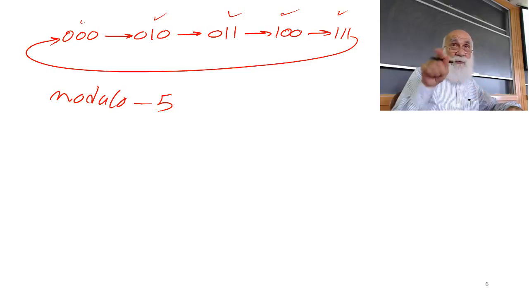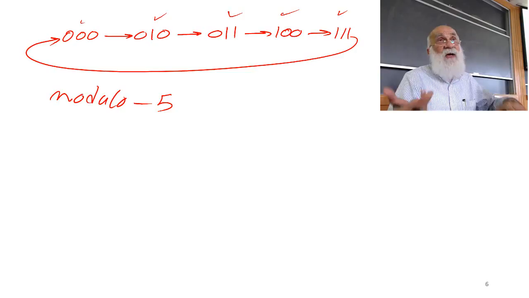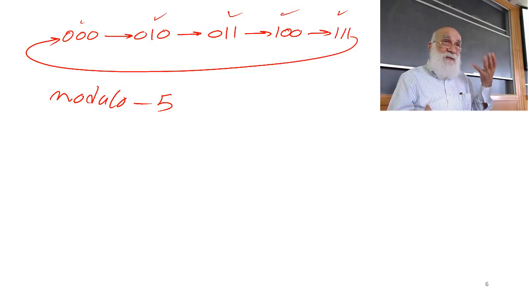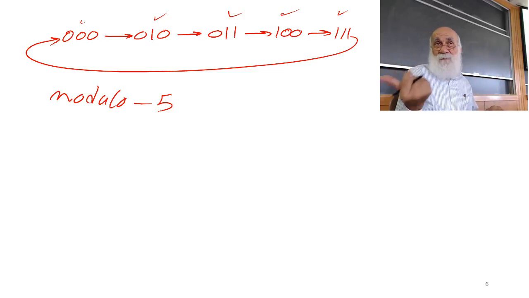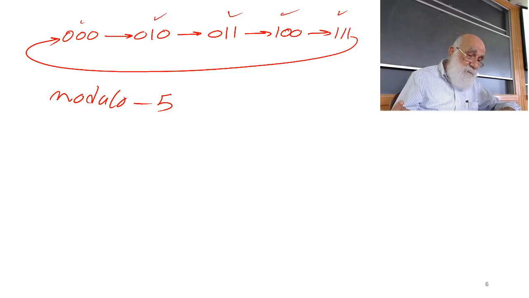If the counter only goes in one direction, this is a modulo 5 up counter. If a counter goes in two directions, then it can be a modulo 5 up-down counter. That means it has an input called up-down, or up. If it's 0, it counts up. If it's 1, it counts down. Okay?